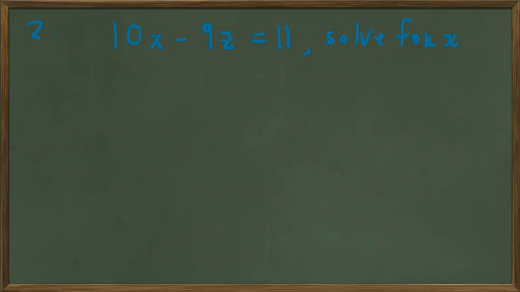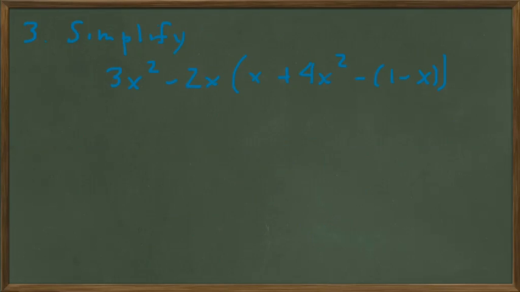So in problem 2, we're solving for x. We want to move this z term over to the right side, and then the only thing that remains to be done is to divide through by this coefficient of x, 10, so that we have x isolated on the left, and then we have the solution for x, which is in terms of z. So let's move on to problem 3.